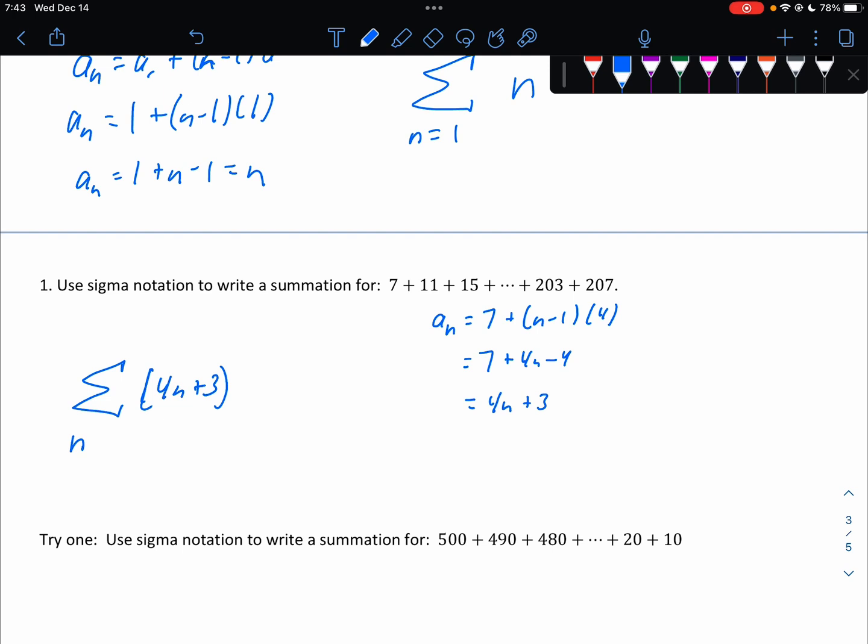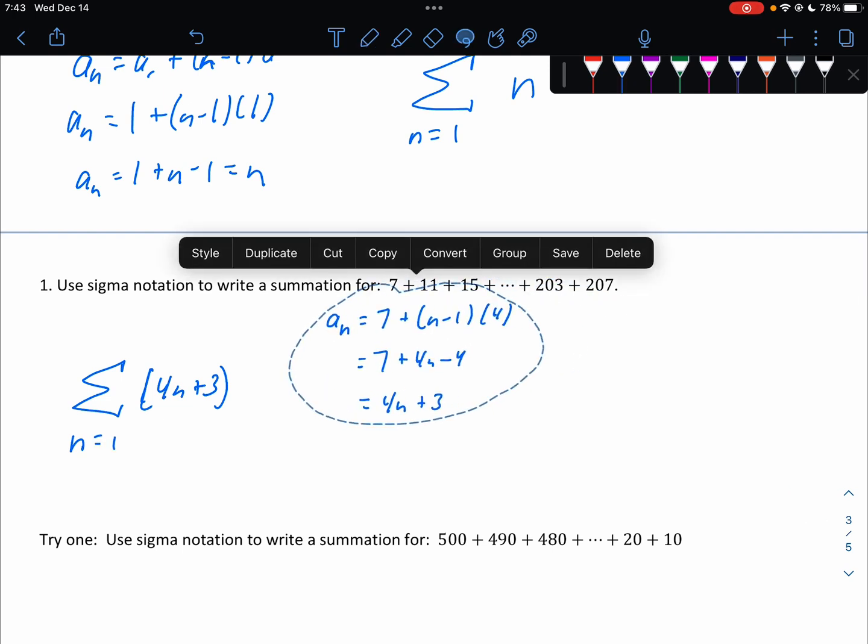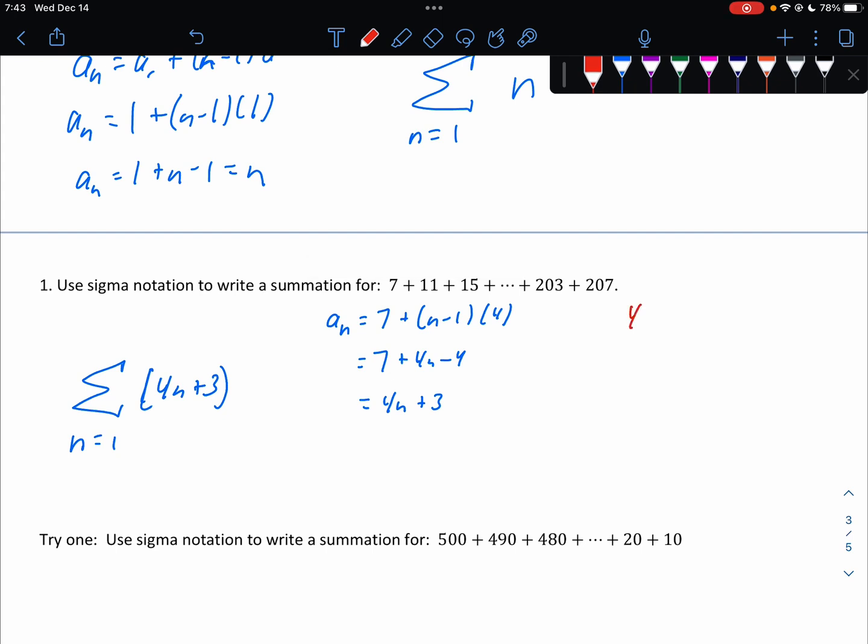I know n equals 1 will be our starting number. We don't really know our ending number here, so we have to do a little bit of work for that. What we're going to do is set 4n plus 3 equal to our last term and solve. Let's see here, I just did this wrong. It's wrong math, sorry. I subtracted 3, it should be 204. That would be 51. So our top number here is 51. And that would be our sigma notation for that summation.